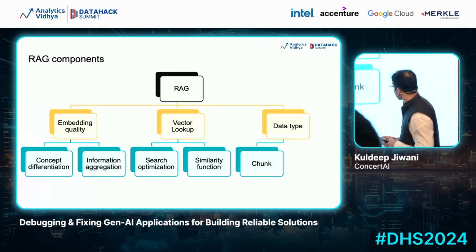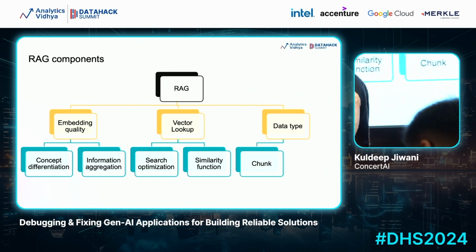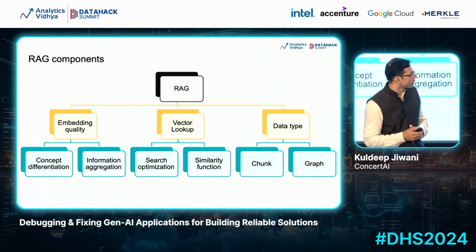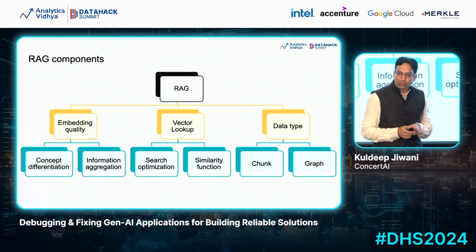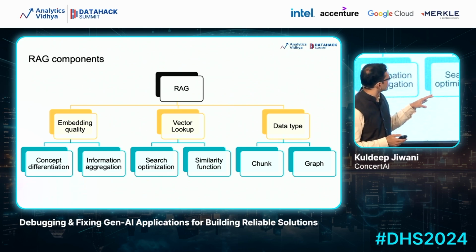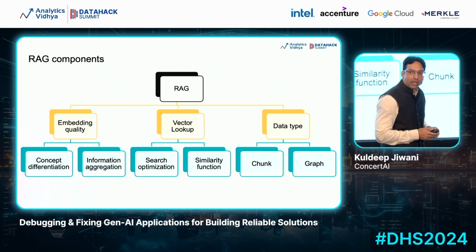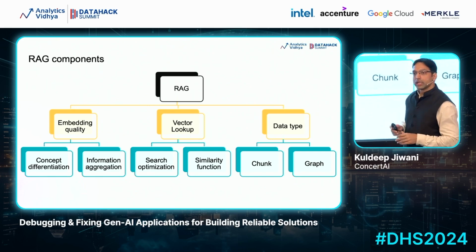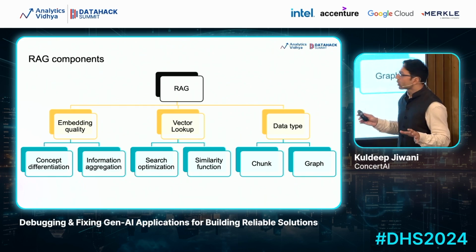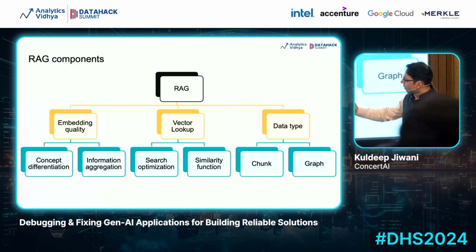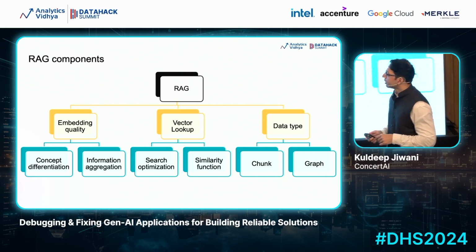Then data type. I was leaning more towards chunk RAG, where you divide a document into chunks, or maybe as a graph. That's an entire topic in itself. So the key idea is I'll try to break up RAG into these six areas, and see how we can debug the system to see what's going bad in each of these buckets. Let me start with the first one, embedding quality. Then you go to vector lookup and data type.